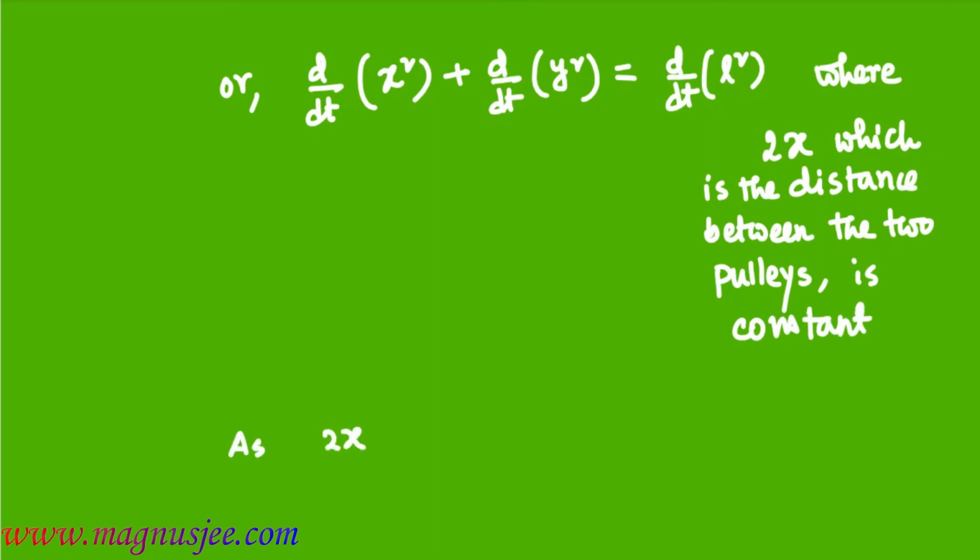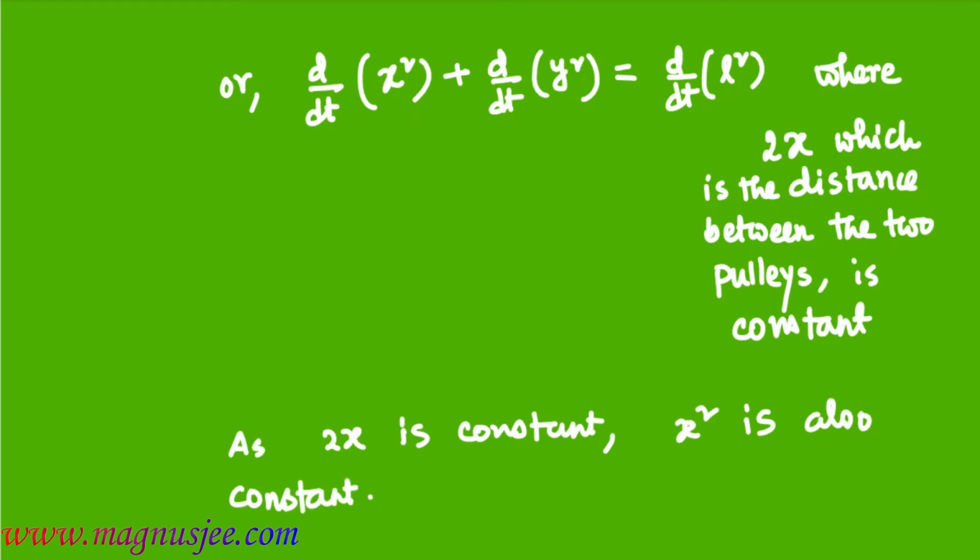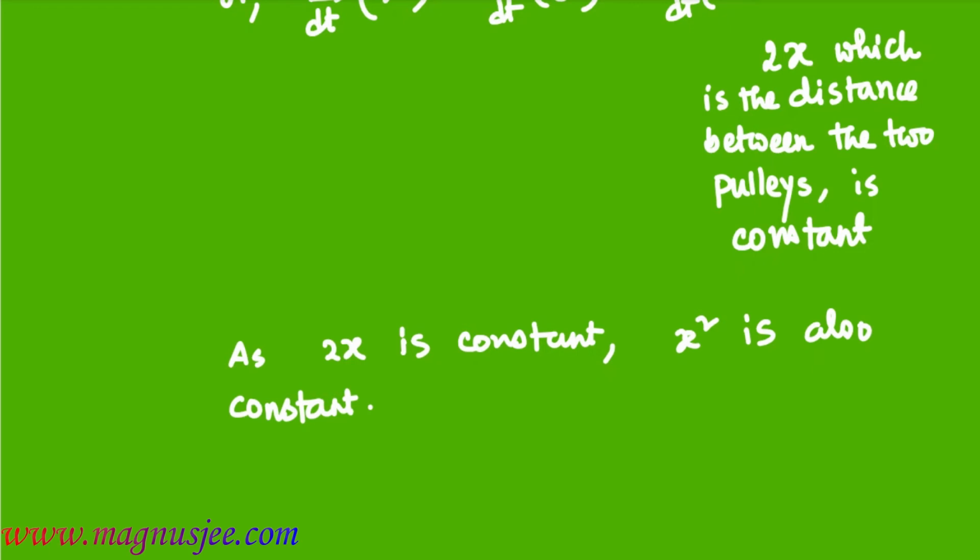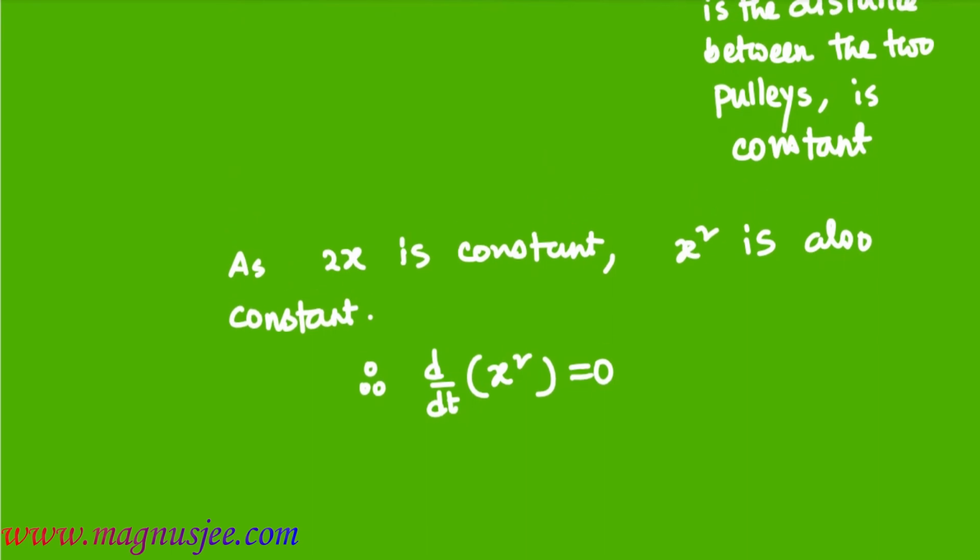As 2x is constant, that is, the distance between the two pulleys is constant, we can say x square is also constant. Therefore, d/dt of x square equals 0, because x is constant and x square is constant. That's why d/dt of x square is 0.